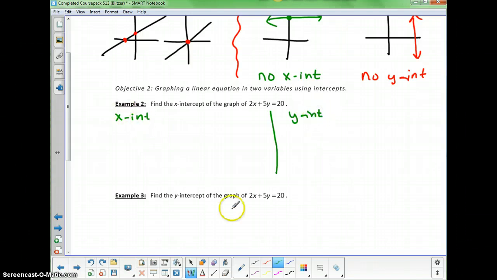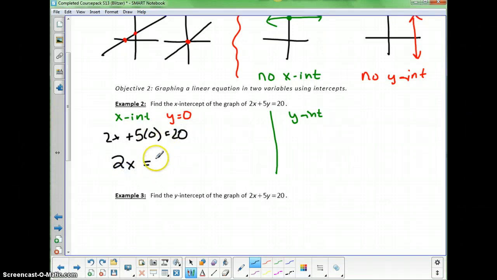Now, for the x-intercept, we already said we know that the x-intercept has the property that y is equal to 0, so we're going to go ahead and plug 0 in for y to find that x-intercept. So I'm going to start with 2x plus 5 times 0 equals 20. So 2x plus 0 equals 20. 2x is 20. If I divide both sides by 2, I know that x is 10. So the intercept is (10, 0). That would be the x-intercept.